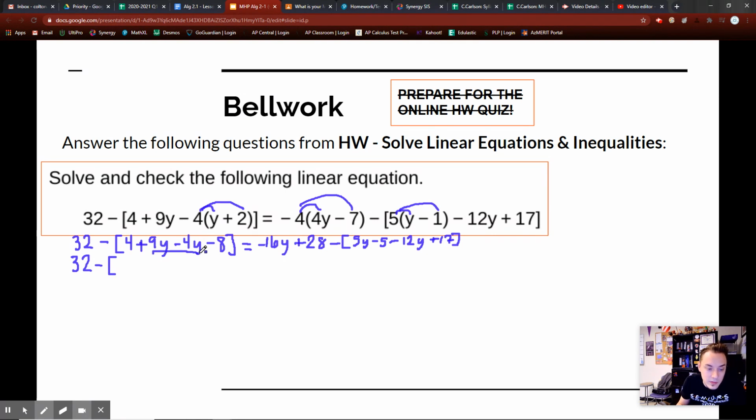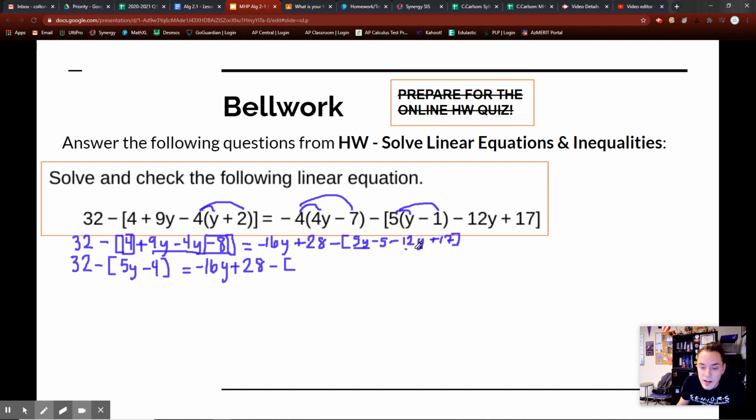So notice I can simplify this, and I can simplify these because those are constants. So that will become 5y. 4 minus 8 is just negative 4, and then brackets equals. Negative 16y just gets transferred down. The plus 28 gets transferred down. The minus, and then brackets. All right, we're going to town here.